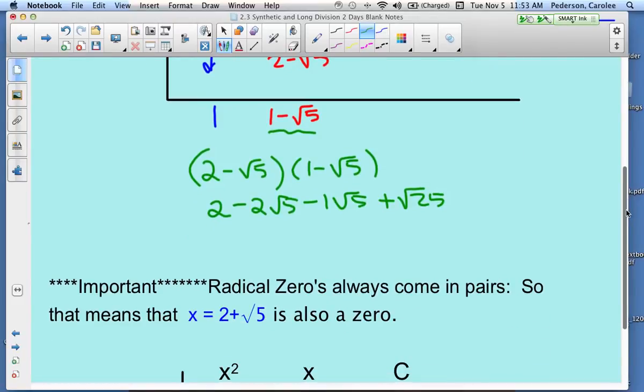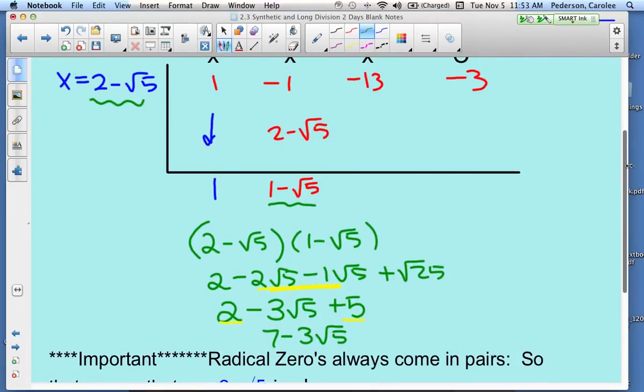Combine our like terms right here. So we get 2 minus 3 square roots of 5. And then square root of 25 is 5. And now we have like parts again with 2 and 5, which is 7 minus 3 square roots of 5. So that's going to go back up here as 7 minus 3 square roots of 5. I'm going to erase my scratch paper.